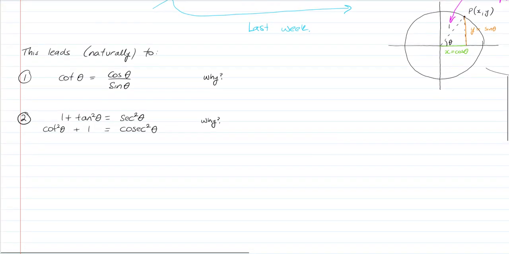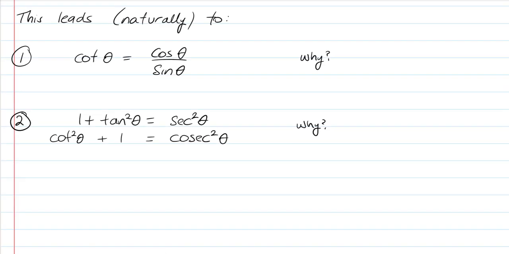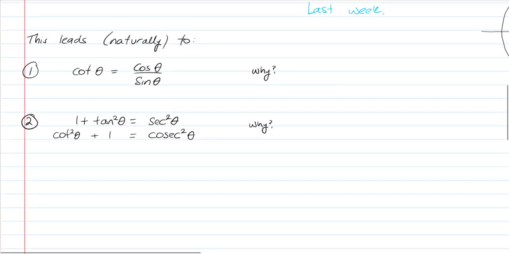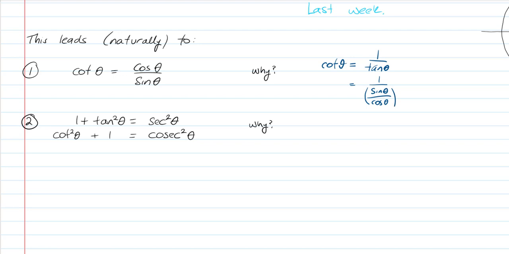So this leads naturally to a couple of things. Firstly, cot is equal to cos over sine, and this is where we start our work on trig identities. We know that cot is equal to 1 over tan. That's our most basic level identity, the definition of cot. And so that means it's equal to 1 over sine theta over cos theta. I didn't need to put those brackets there, but I wanted the brackets there. And so that means we're reciprocating that, so it's equal to cos theta over sine theta. If you like, when we divide by a fraction, we multiply by its reciprocal. That's another way to get that out.